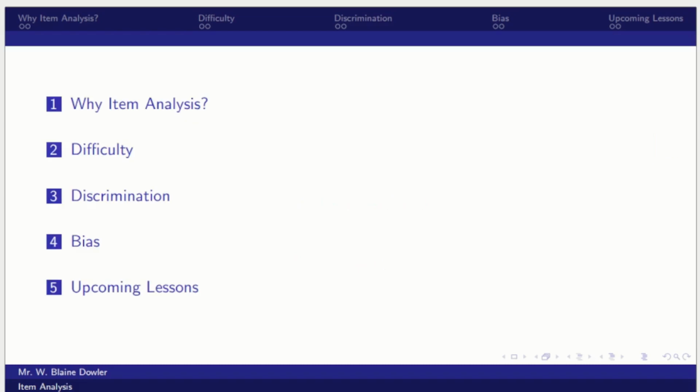Of course, we ask ourselves, why would we do item analysis? Followed by the 3 key indicators: difficulty, discrimination, and bias. So to start off with, why would we do item analysis?